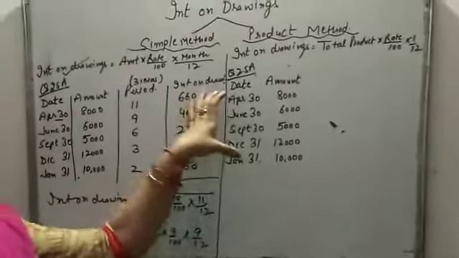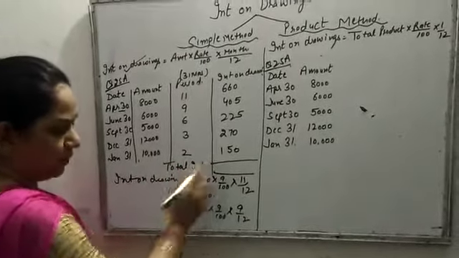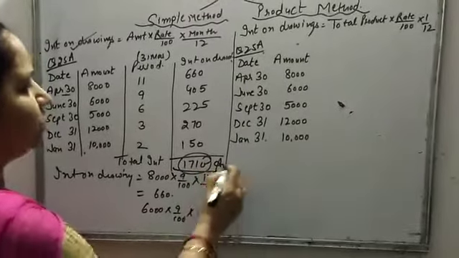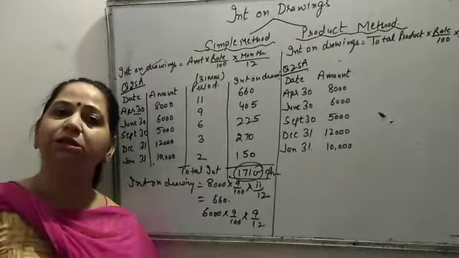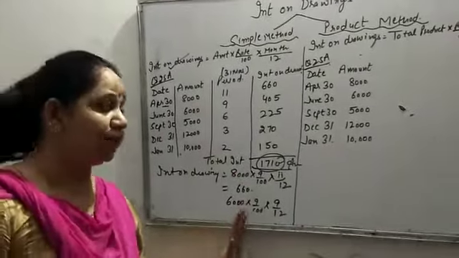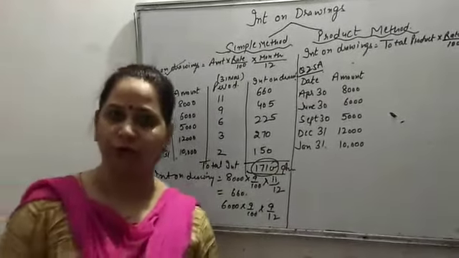So what will be the total interest on drawing? Our answer will be 1710. This will be our answer. So according to the simple method, this is the way to calculate the interest on drawing. Now the same question I have taken here according to the product method, and we will see how to solve it.